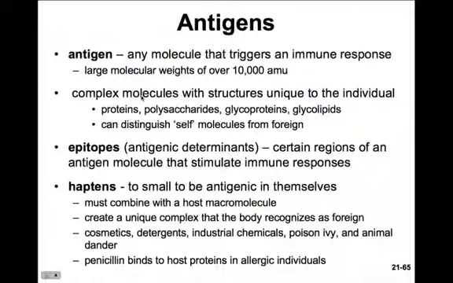Haptens are in things like cosmetics, detergents, industrial chemicals. They're in poison ivy and animal dander. Penicillin also has haptens. The haptens in penicillin bind to the host proteins, and then the host's immune system picks them up as an invader.